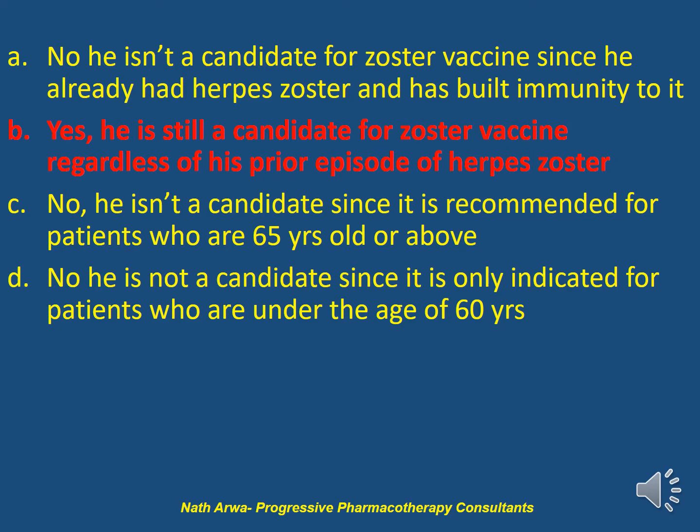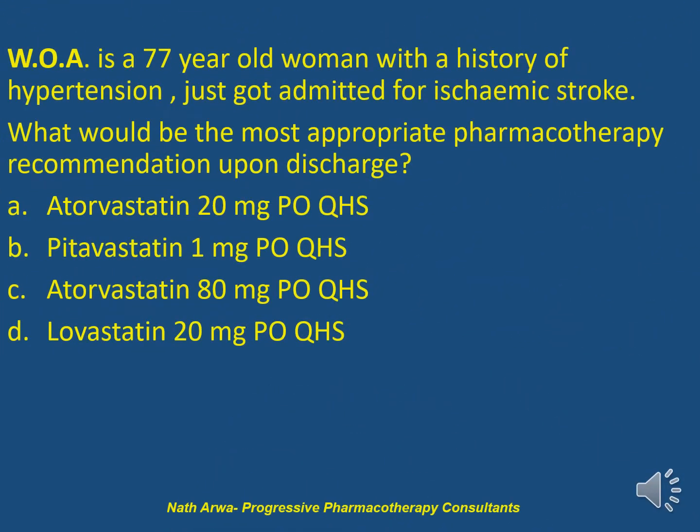Let's move to the next question, which says WOA is a 77-year-old woman with a history of hypertension. She has been admitted for ischemic stroke. What would be the appropriate pharmacotherapy recommendation upon her discharge?